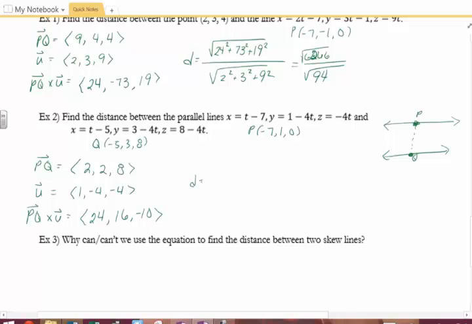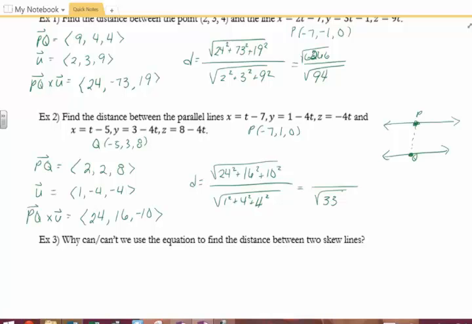So then my distance is the square root of 24 squared plus 16 squared plus 10 squared over the magnitude of U, 1 squared plus 4 squared plus 4 squared. On the bottom I've got 16 and 16 is 32, plus 1 is 33. And up top, I'm doing this off screen, 24 squared plus 16 squared plus 100 is 932. And there's my distance.